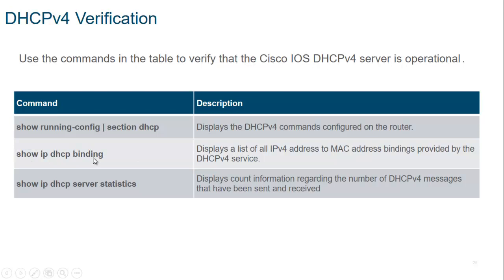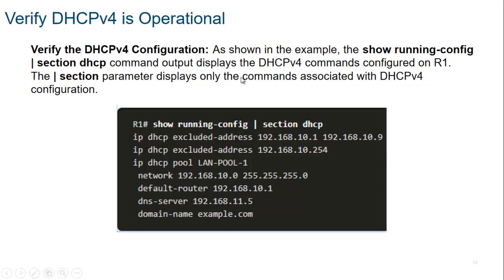Show ip dhcp binding. This is the command to show you all of the devices that have asked for an IP address and received one. So it will bind the MAC address of the device and the IP address given to them. Show ip dhcp server statistics displays count information regarding the number of DHCP version 4 messages that have been sent and received. So this is an example of the show running config section DHCP. It will show you all of the commands that you have configured into the router. You can check whether you have done it right.